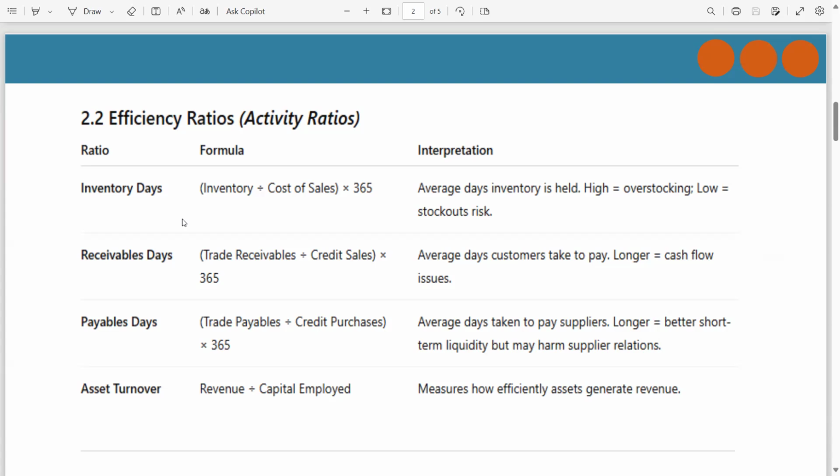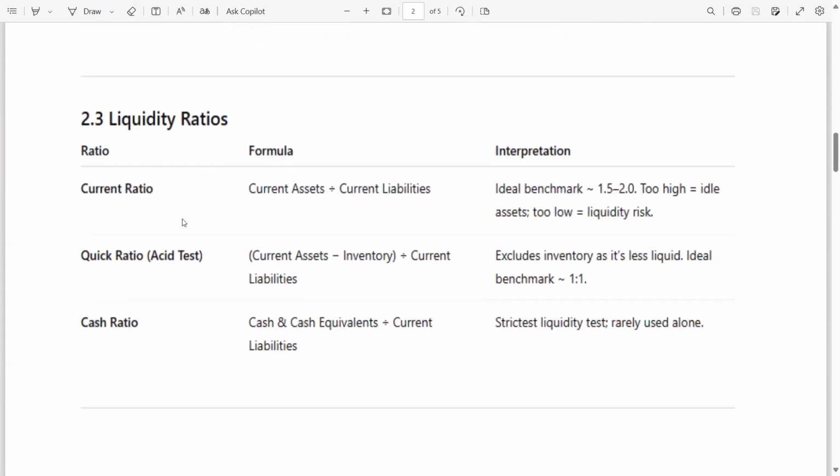So now we have covered two kinds of ratios. Now liquidity ratios, the most favorite ratio of your examiner. Current ratio: current assets divided by current liabilities. Ideal benchmark between 1.5 to 2. Too high equals idle assets, too low, liquidity risk. Quick asset test ratio: current assets minus inventory divided by current liabilities. Excludes inventory as it's less liquid. Ideal benchmark 1, which is a 1 to 1 ratio.